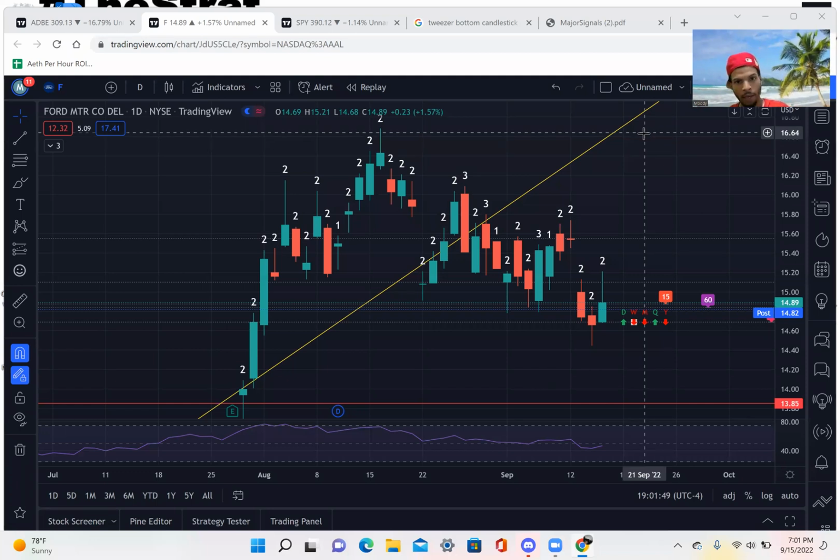Tech runs with tech. You know what I'm saying? Financials run with financials. Bank of America is going to run with financials and things of that nature. Energy is going to run with energy and things of that nature. So that's how I correlate this stuff. But you can always keep in mind that SPY applies.